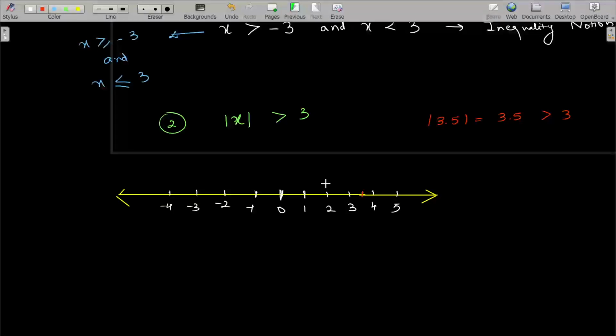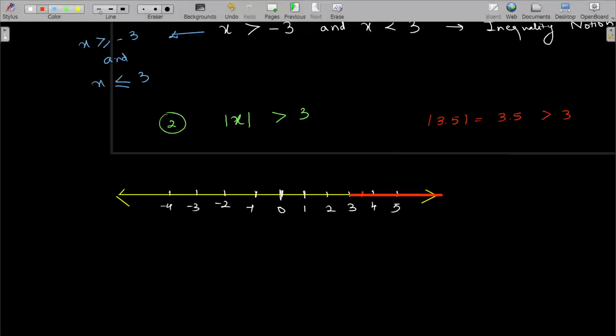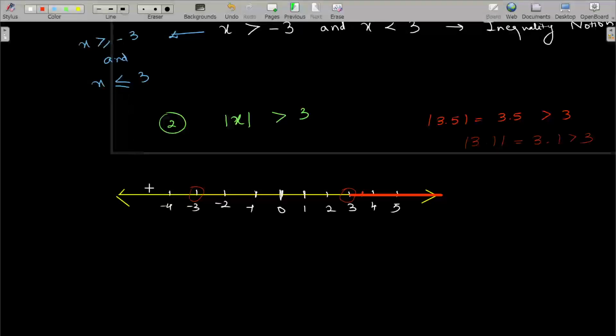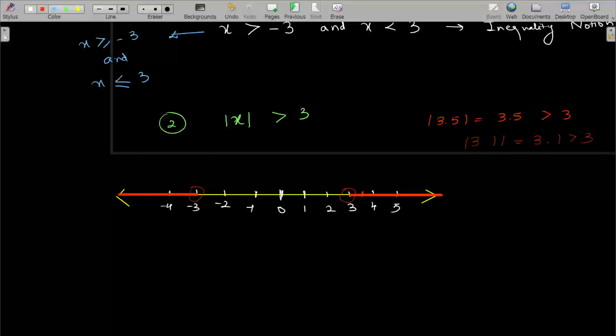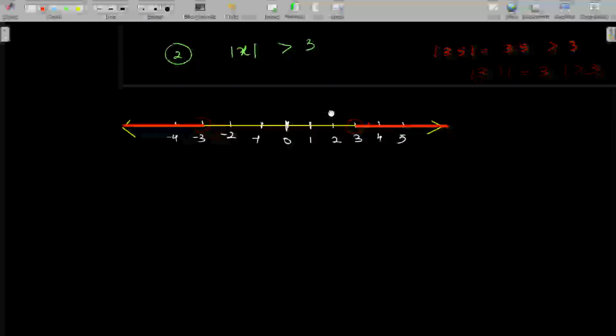Yeah. So we'll take all the numbers from 3, but we will not include 3. So there will be an open circle on 3. But even if you go just the smallest bit to the right, 3.1, absolute value of 3.1 will also be greater than 3. So we'll start from 3, but we will make an open circle at 3. Similarly, we will start from -3 and we'll keep an open circle at -3. So all these points.